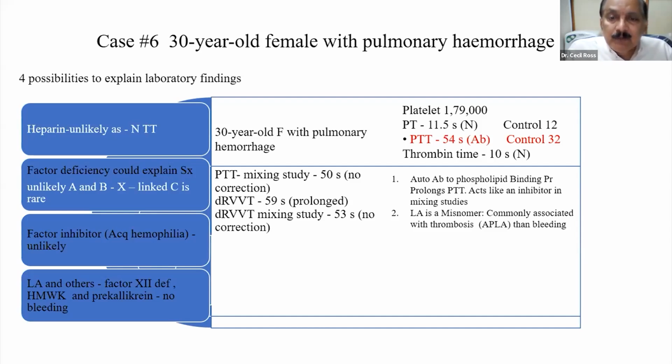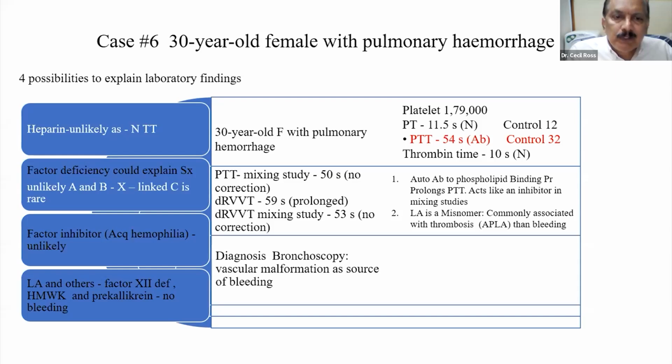But the point is, lupus anticoagulant, though it is confirmed by laboratory testing, will not explain the pulmonary hemorrhage, because lupus anticoagulant is a misnomer. It is not an anticoagulant. It is normally associated with thrombosis, like APLA, antiphospholipid antibody. They produce thrombosis. They don't produce bleeding. Okay. So what do you think this lady has got?